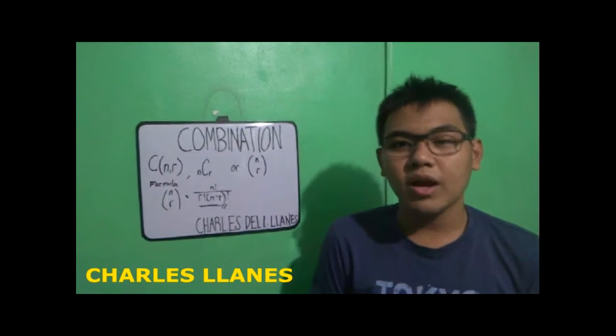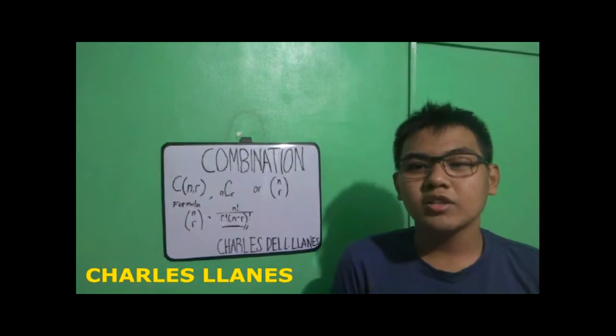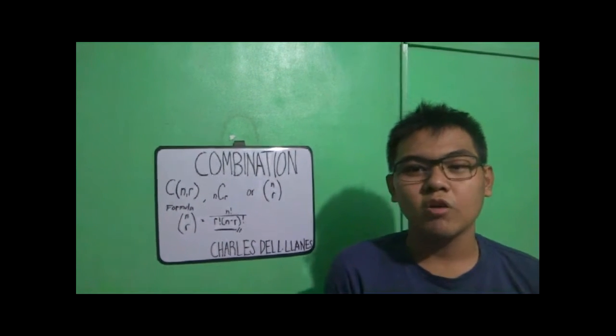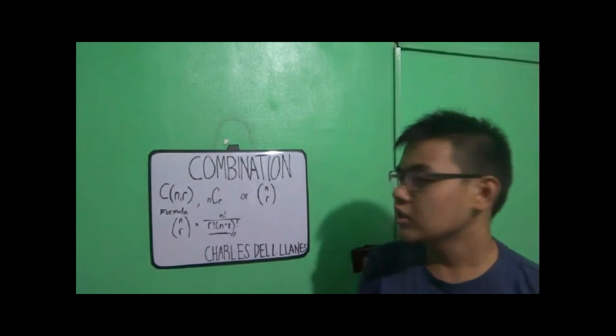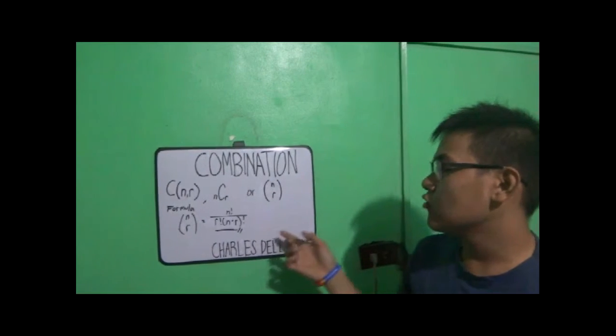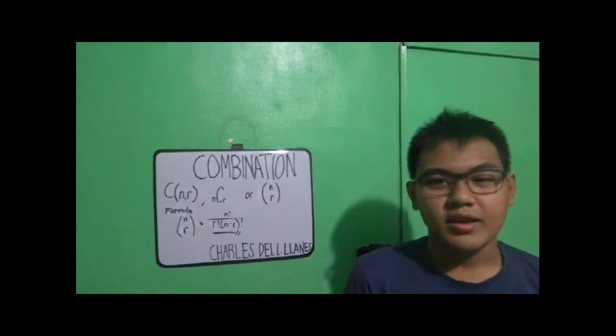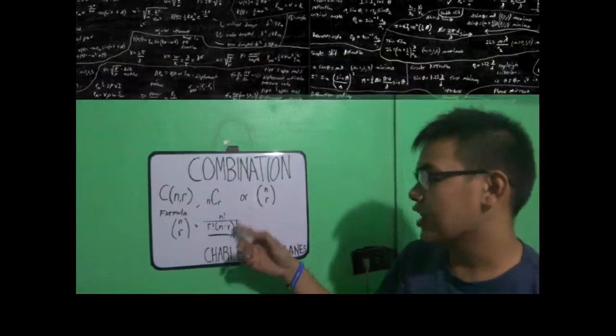I will discuss combination. The combination of n objects taken r at a time is a selection of r objects out of n where order does not count. It is denoted by any of the symbols and given by this formula.